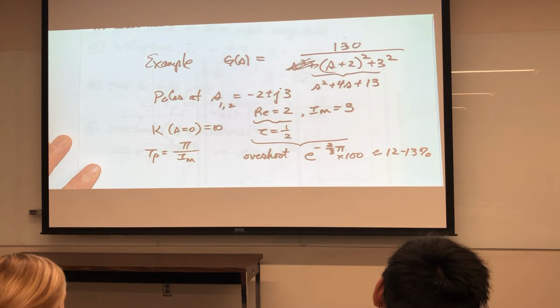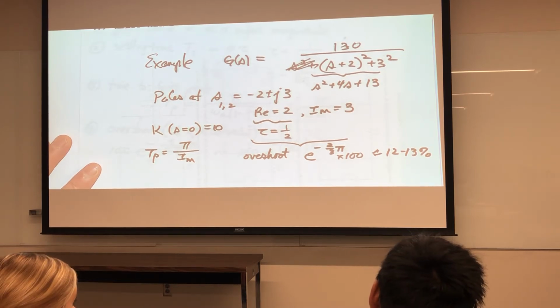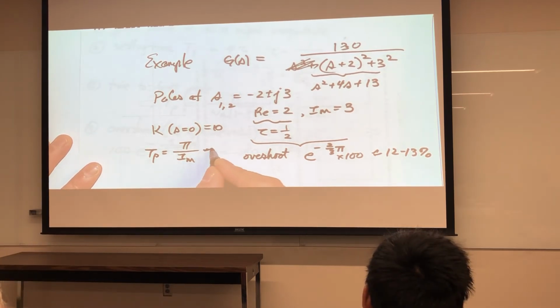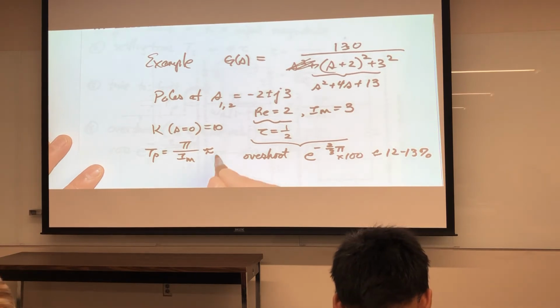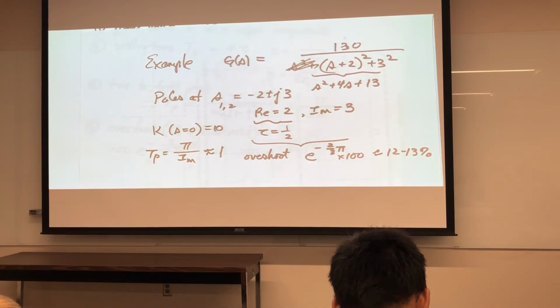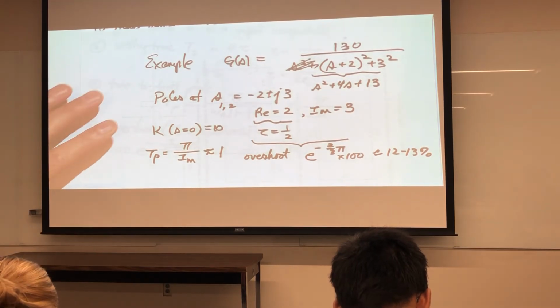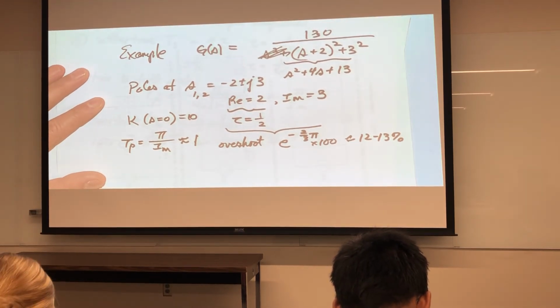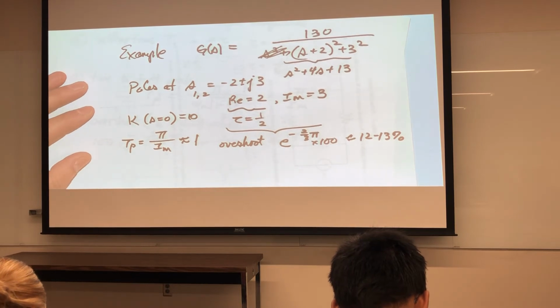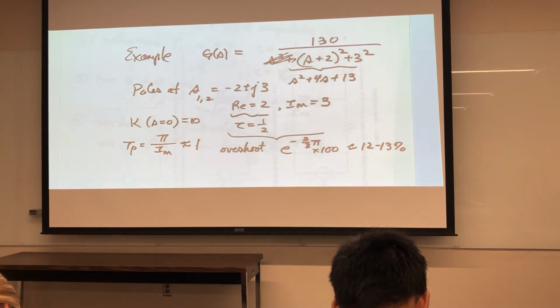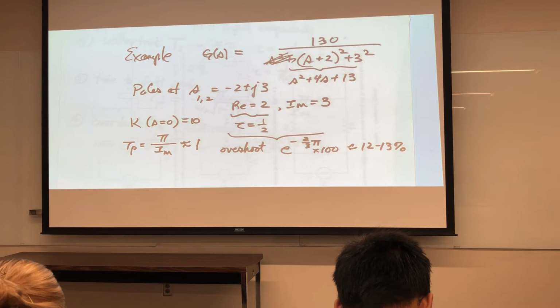Okay? Pi divided by the imaginary part is approximately 1, right? Because pi is 3, approximately 1, okay? So let's sketch this then. Based on that information, we should create a sketch. Okay, has everybody got that written down? Any questions about how I came up with these numbers?